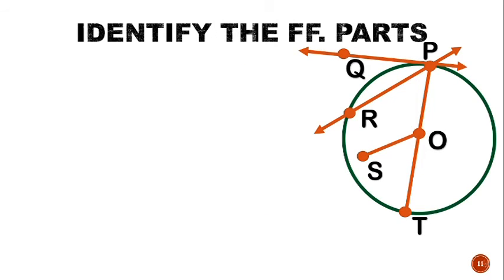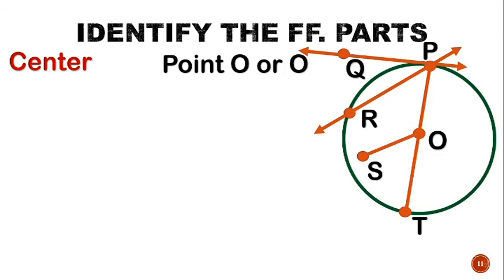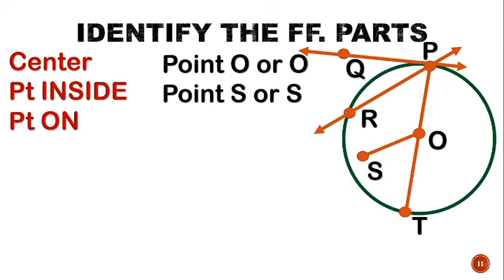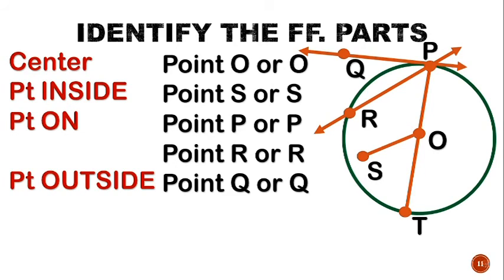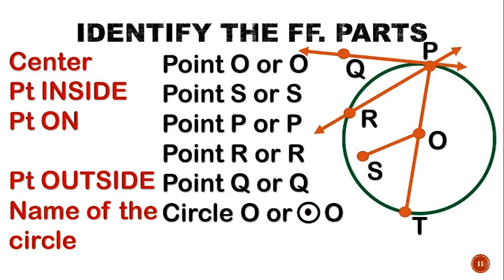Now, let's try identifying parts from the circle. Okay, center, that is point O. Or pwede na ano lang, capital letter lang nung point. Pwede na yan. Minsan nga meron pang symbol na dot. In other cases, wala, okay lang. Next, what could be a point inside the circle? Okay, that's point S. What could be points on the circle? Okay, that's point P or R. Then what could be a point outside? That's point Q. Well, how do you name the circle? It's circle O.